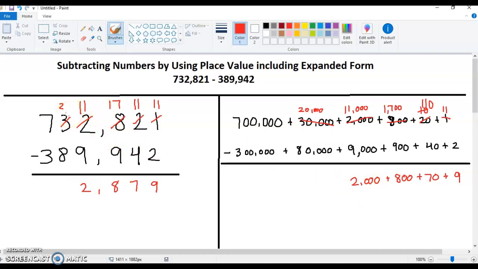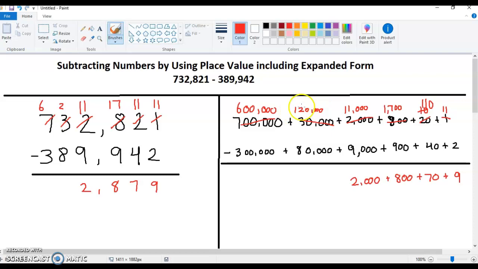What we're doing is we're going to borrow, because we can't take 8 10,000s from 2 10,000s, right? You can't subtract 80,000 from 20,000, so you're going to borrow from the 100,000s, leaving you with 6. Borrow from the 100,000, leaving us with 600,000. So you take your 100,000 that you borrowed plus your 20,000. That's 120,000. So I'm going to rewrite it.